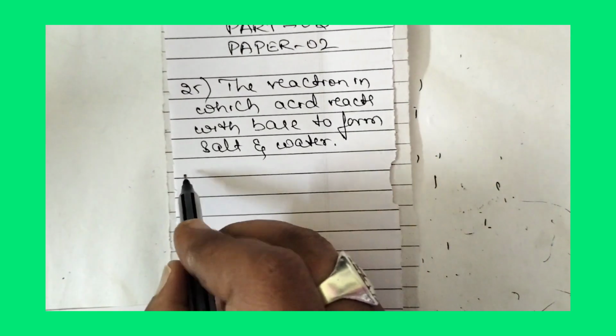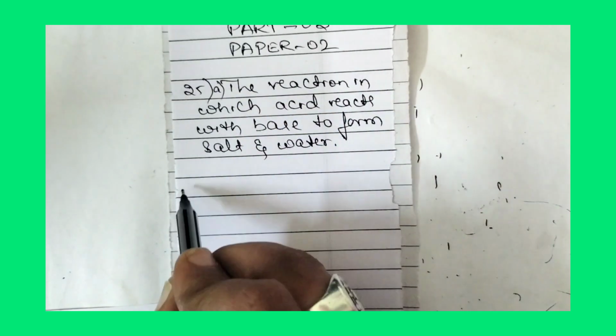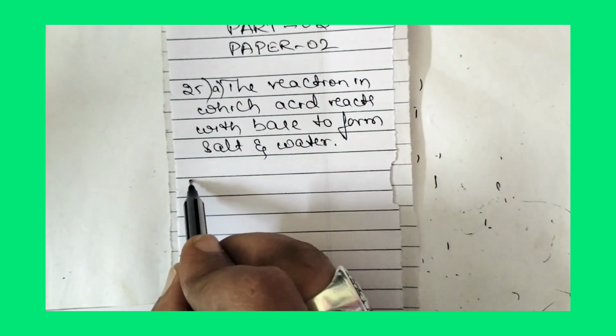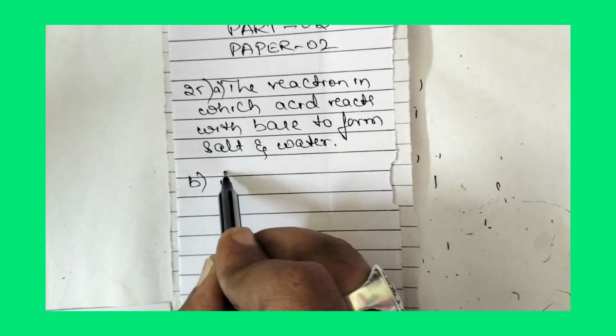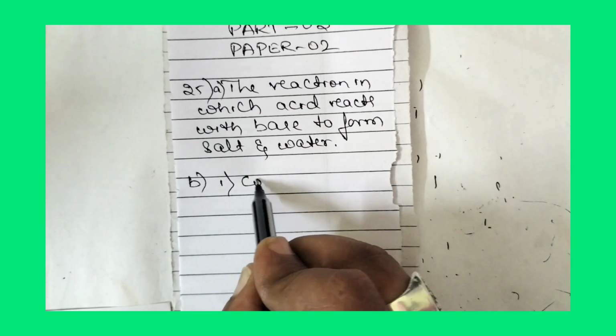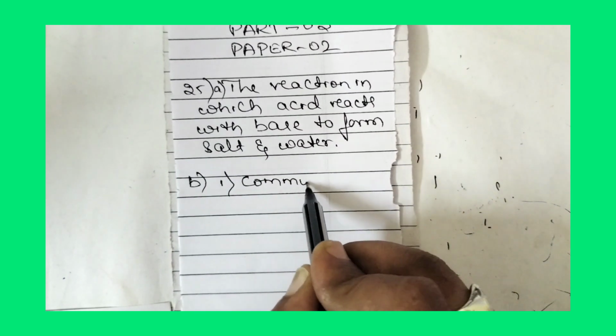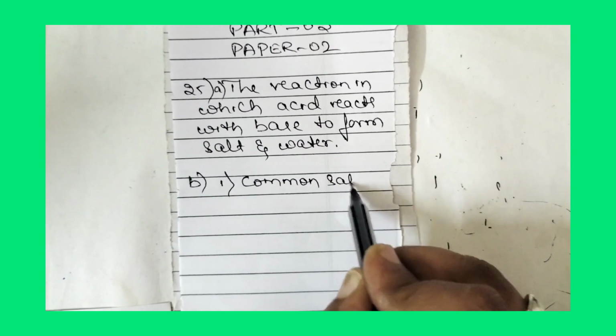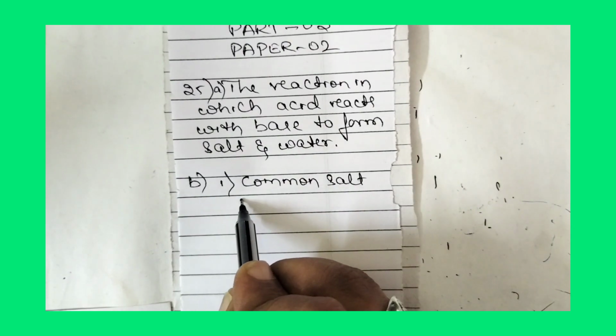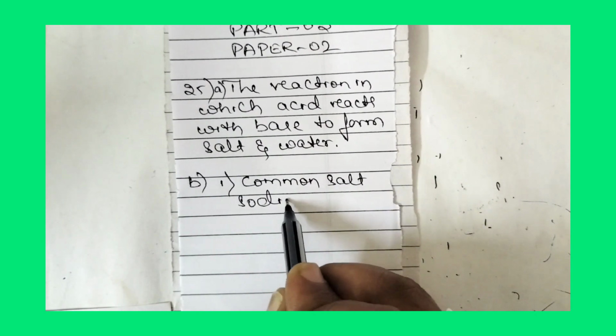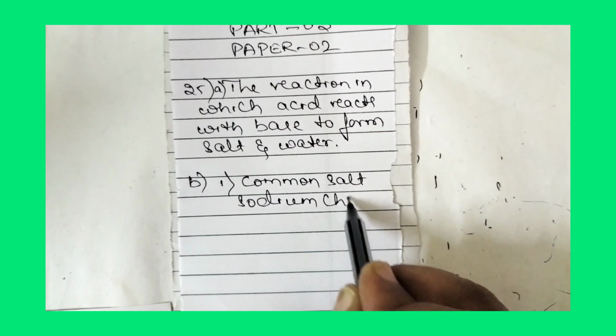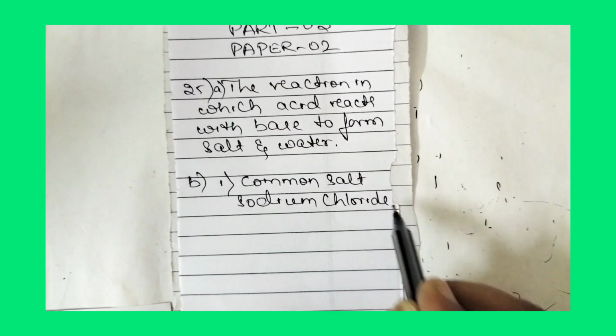Next, in the second question, that is in the B question, he told to write the chemical name of the following. First one is common salt. So common salt is called as sodium chloride. So sodium chloride is a common salt.